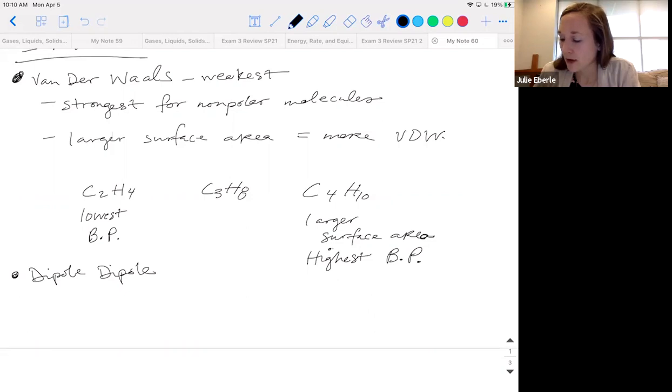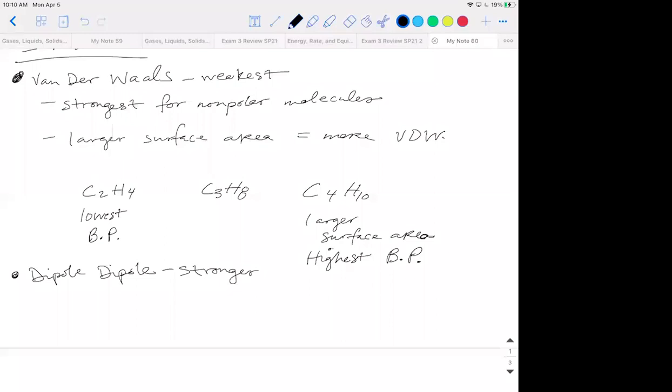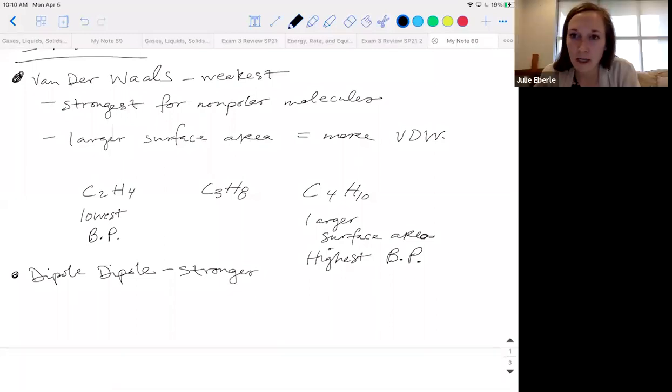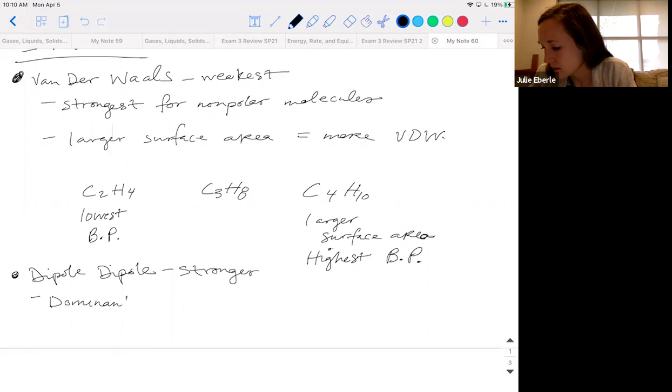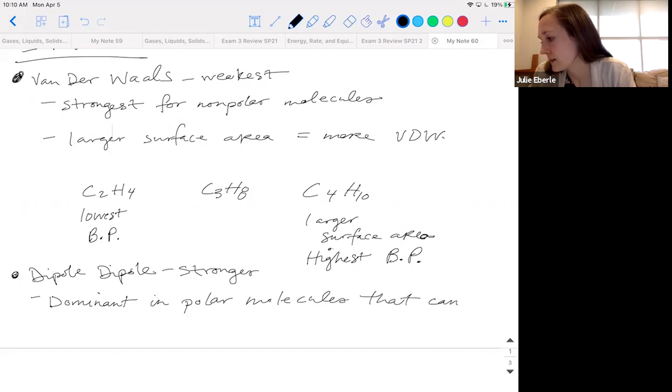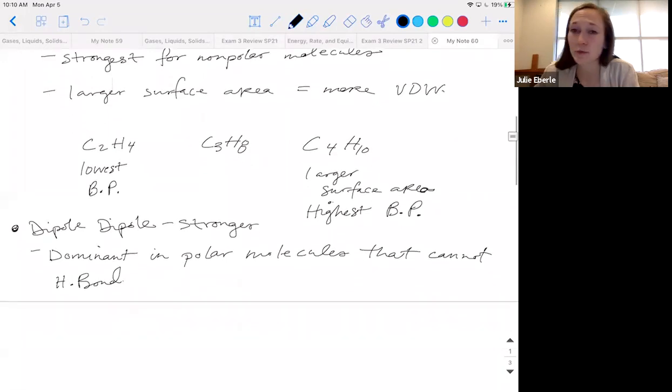All right, so dipole-dipole interactions are stronger than van der Waals forces. And these are the dominant intermolecular force in polar molecules that cannot hydrogen bond. So before you say, oh, the strongest intermolecular force for this molecule is dipole-dipole, make sure it cannot hydrogen bond.